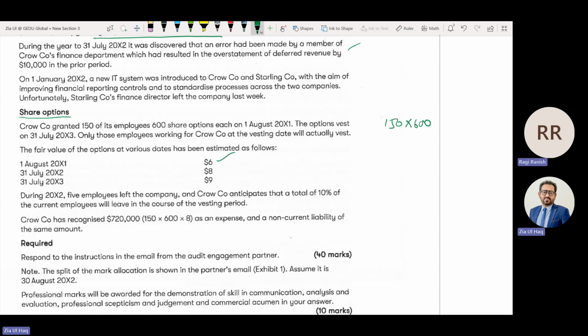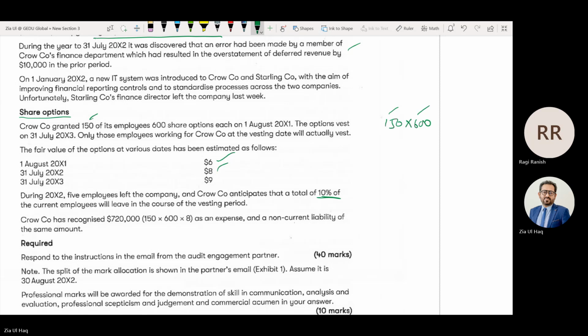And Crow Company anticipates that a total of 10% of the current employees will leave in the course of the vesting period. This is the normal staff turnover that must be incorporated into the calculation. And Crow Company has recognized 720,000 as an expense and as a non-current liability of the same amount. And how did they calculate the 720,000? 150 employees, 600 options each, multiplied by the share value of 8.